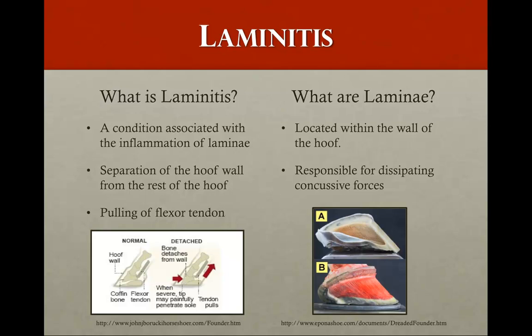So what are laminae? Laminae are located within the wall of the hoof. These objects are responsible for dissipating the concussive forces that occur when horses are in locomotion. In Figure A, you can see the laminae attached to the inside of the hoof wall. In B, you can see a diagram of the sensitive laminae.